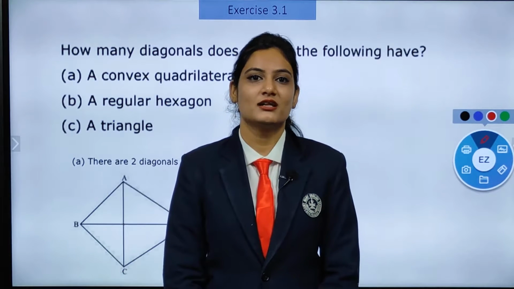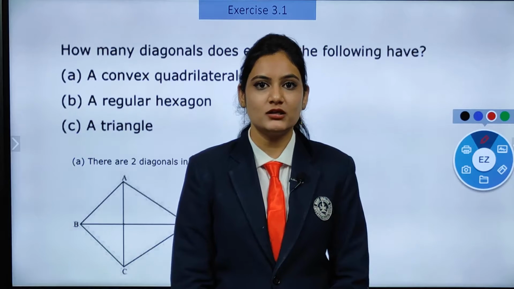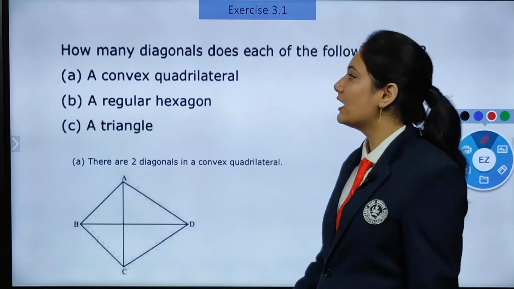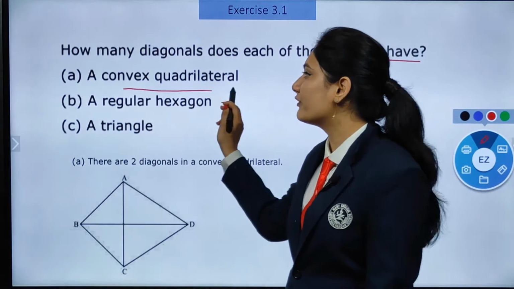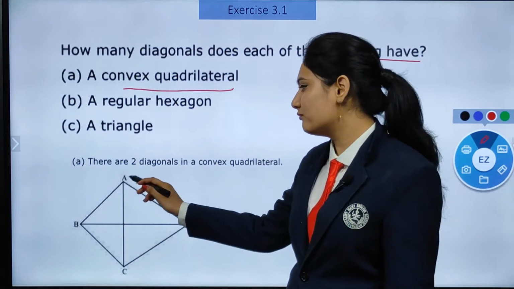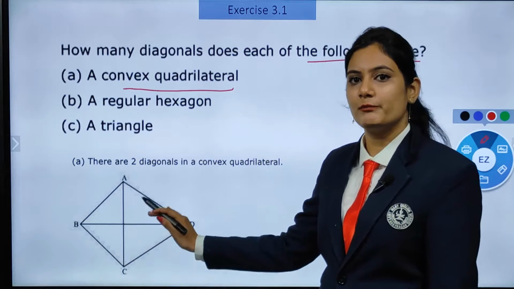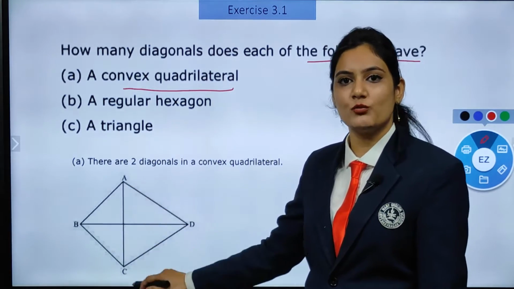Hello children, now in this video we will understand about exercise 3.1. First question, how many diagonals does each of the following have? So the convex quadrilateral has how many number of diagonals? First we will draw a quadrilateral and place the names A, B, C, D and join the opposite vertices.